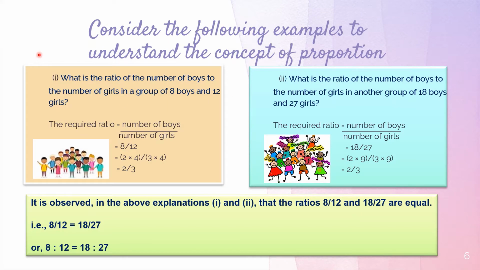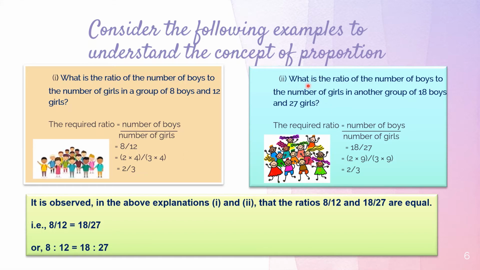So let's consider the following example to understand the concept of proportion. Here there are two groups of children, group 1 and group 2, and we are finding the ratios in both groups, and then we will conclude whether the ratios are in proportion or not. In the first group, what is the ratio of the number of boys to the number of girls, in a group of 8 boys and 12 girls? The required ratio is number of boys upon number of girls, which is equal to 8/12. When we reduce this, we get 2/3.